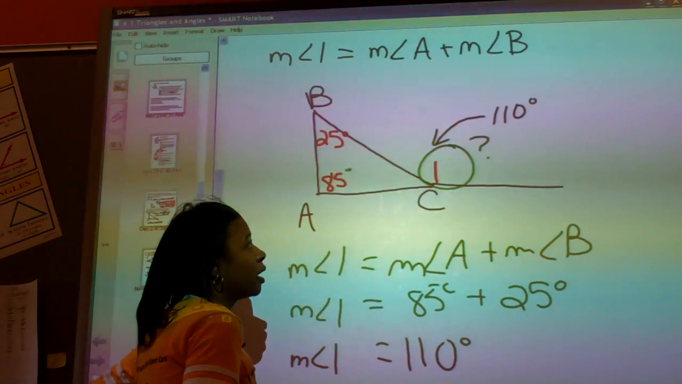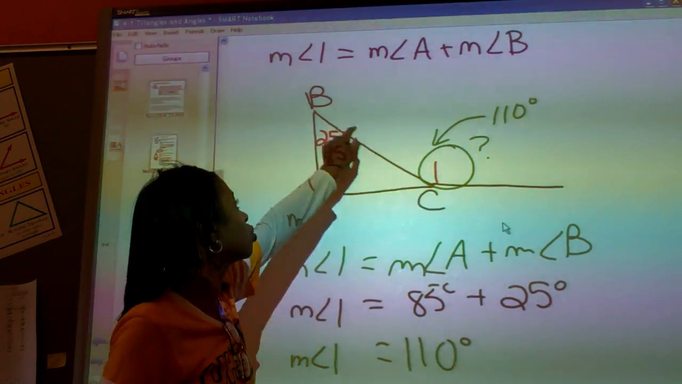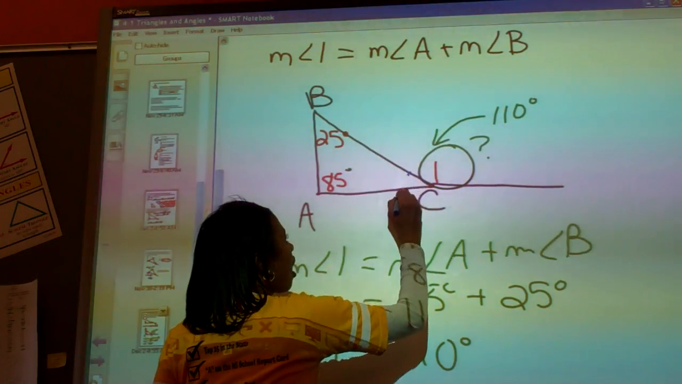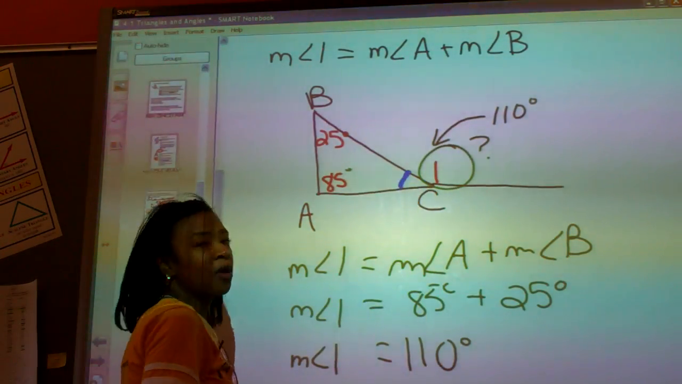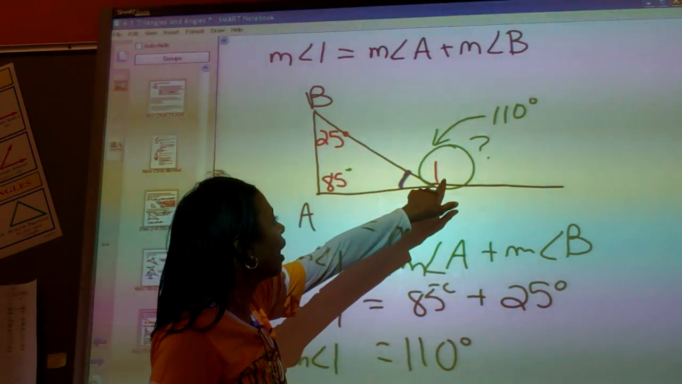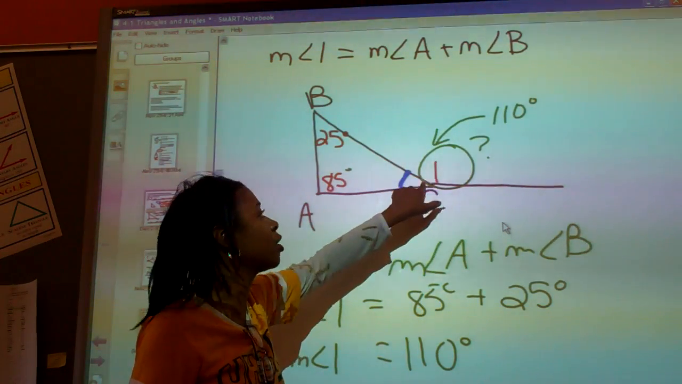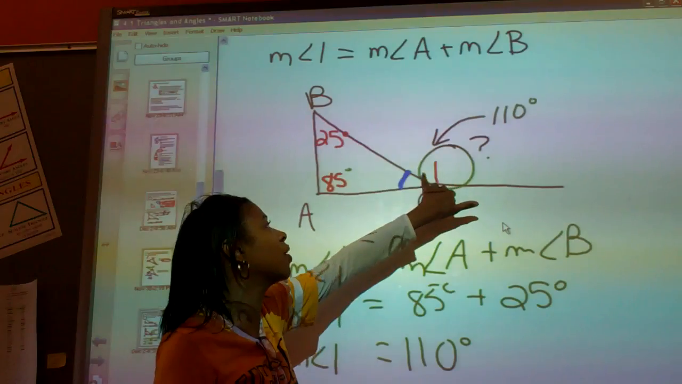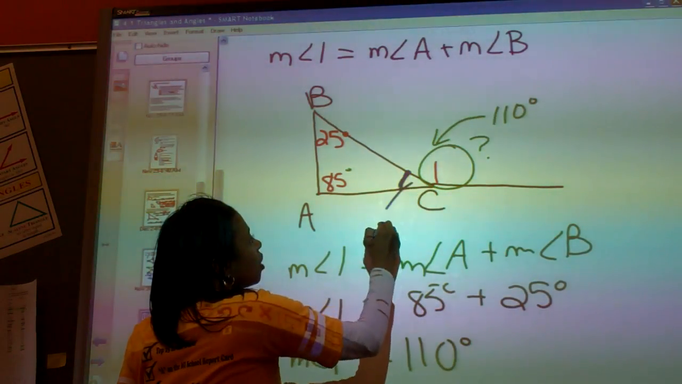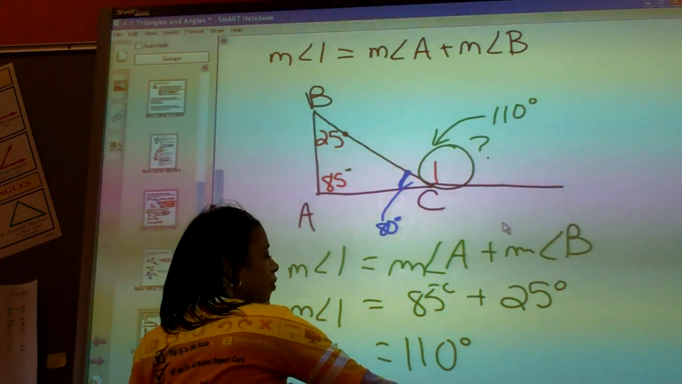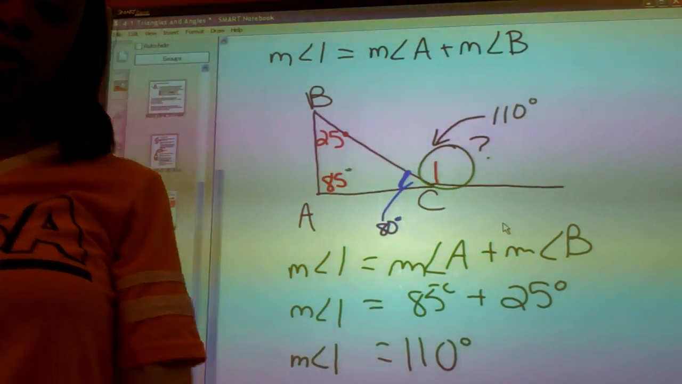Okay? So now I know the measure of this. And since I'm jumping ahead, I could also find the measure of angle BCA, this angle here. How do you know? Well, angle 1 and this angle BCA form a linear pair. So if it's 110 out here, that means what's left is going to be 80 degrees. But that's another lesson in itself. All right, this concludes chapter 4-1.